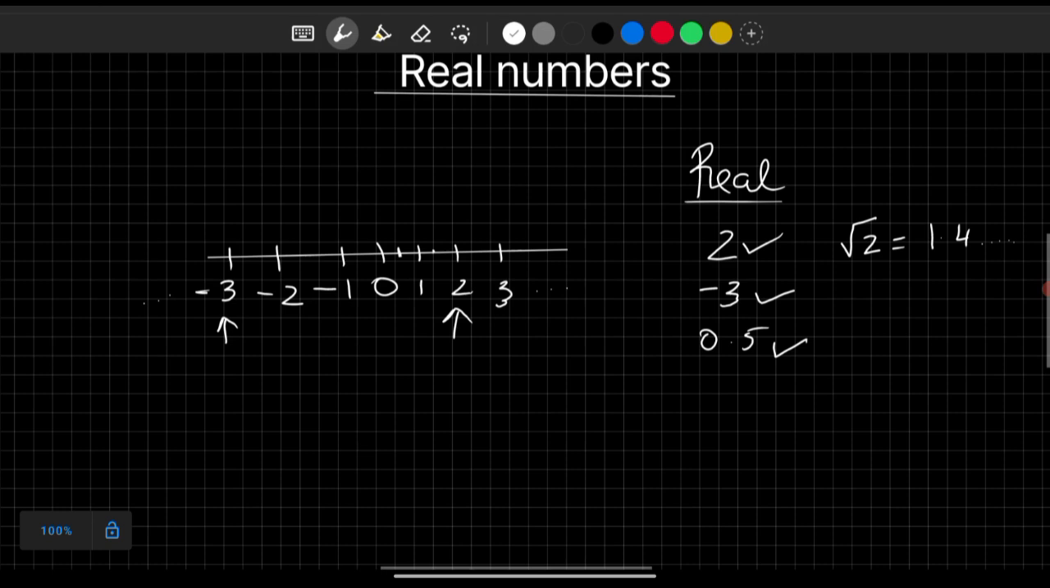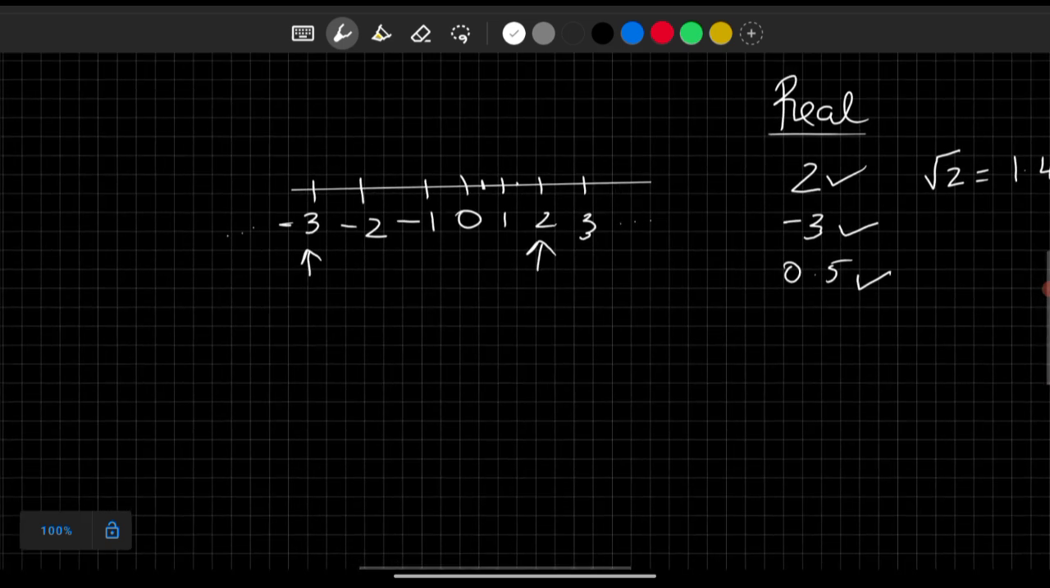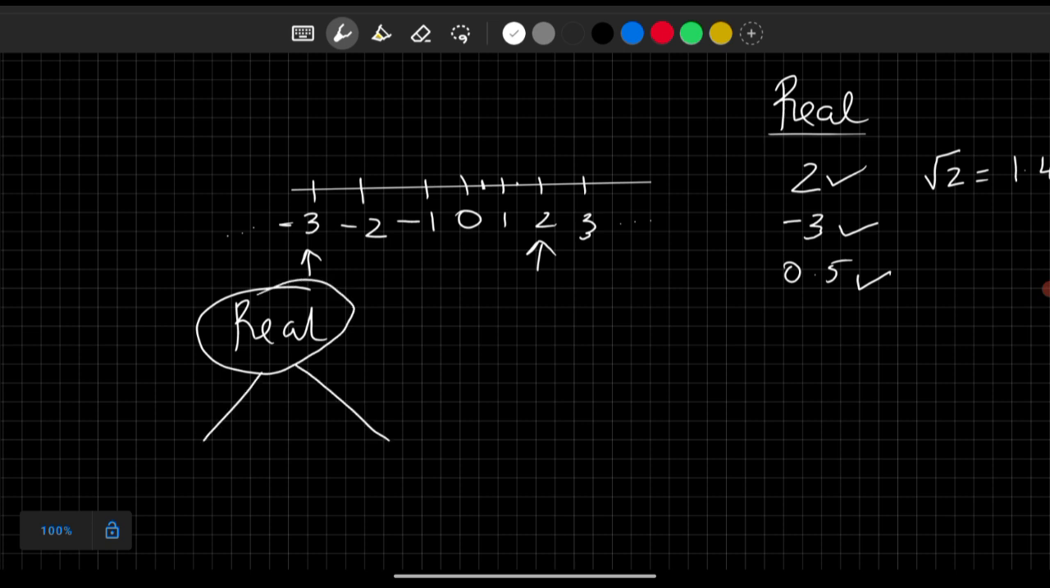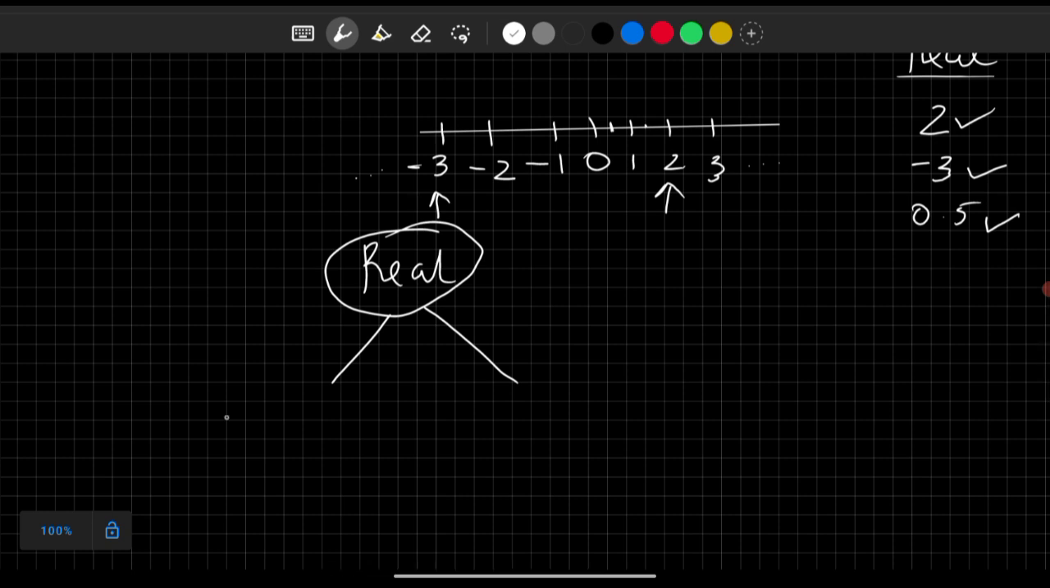Okay, so we see that there are two different types of numbers that we are coming across. So this whole family of real numbers can be considered into two different branches. And what are those branches? Those branches are known as rational numbers and irrational numbers.